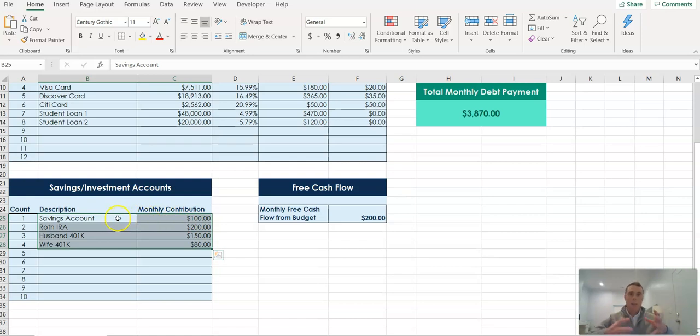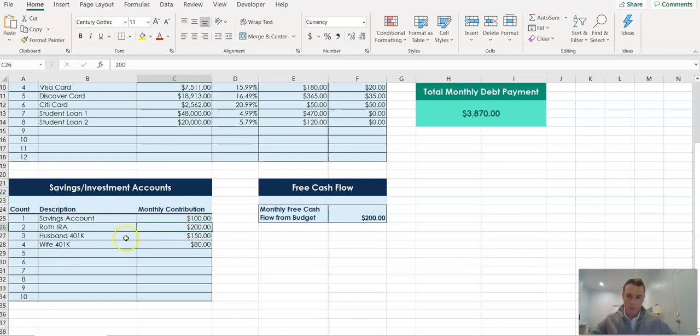Again, it may not necessarily be a monthly contribution. It could be annually or what have you, but we need you to put in the monthly average amount to these accounts. So in our example here with the John Sample family, they've got a savings account that they're putting $100 per month into. Below that, they've got a Roth IRA that they're putting $200 per month into.